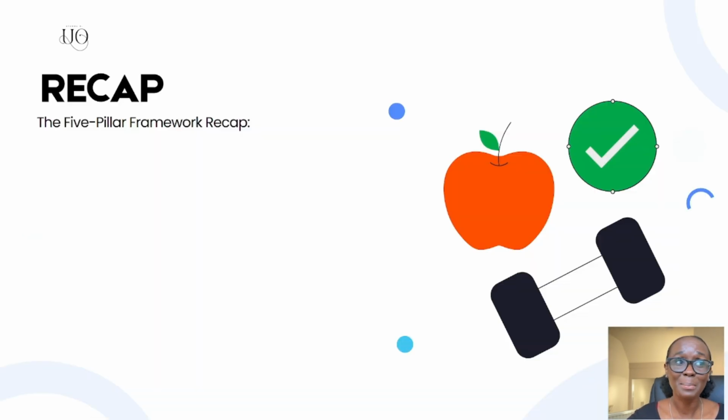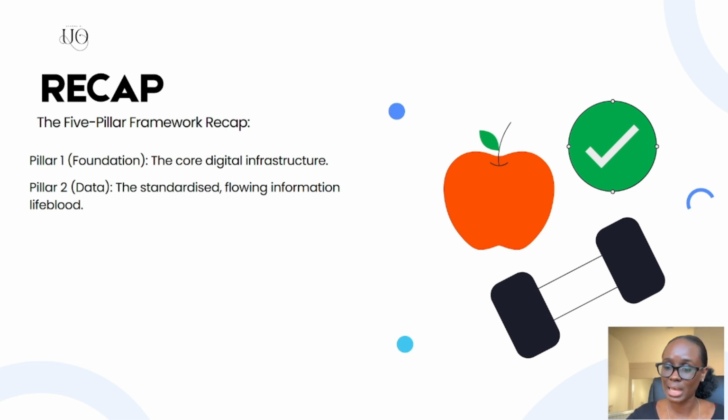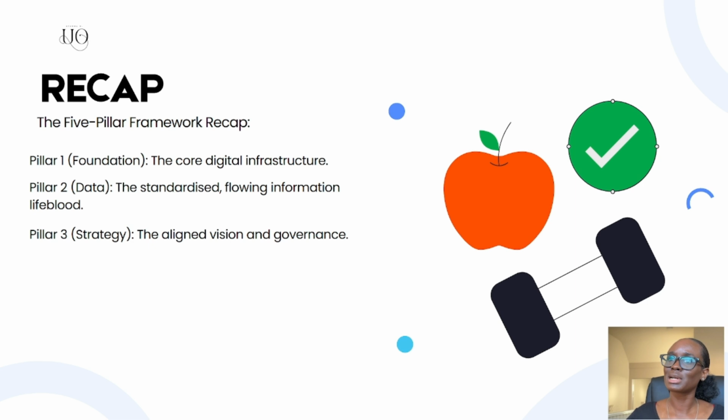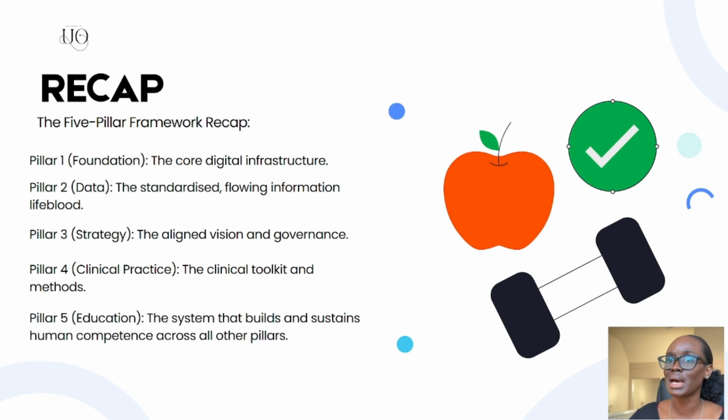Now let's do a recap. So remember the 5 pillars of digital health. Pillar 1, which was our foundation, was the core digital infrastructure. Pillar 2, data, was the standardized flowing information, the lifeblood that flows through the pipes, remember. Pillar 3 was strategy, so aligned vision and governance. Pillar 4, clinical practice. So we looked at the clinical toolkits and the methods that you could use and also the different roles within that. And finally, we just looked at education. So the system that builds and sustains human competence across all pillars.